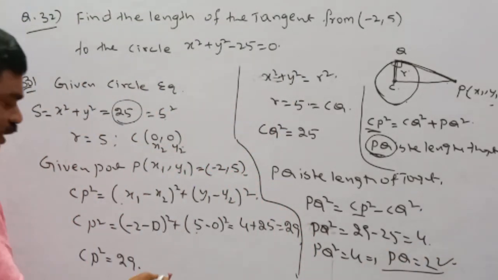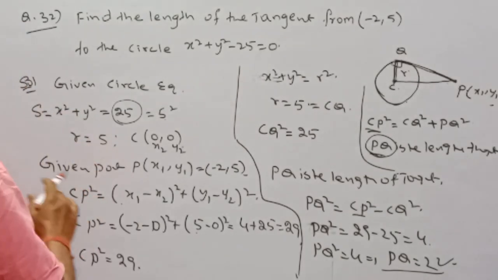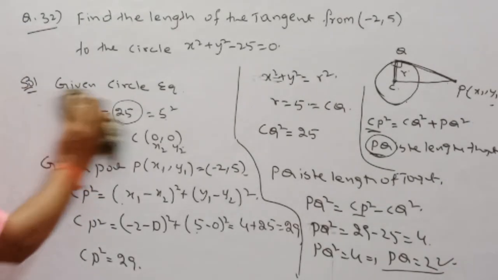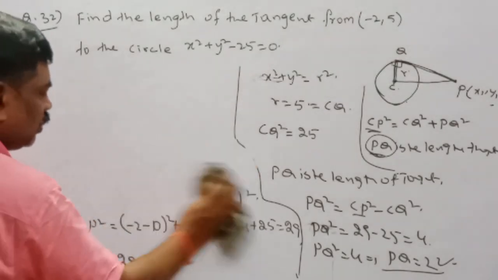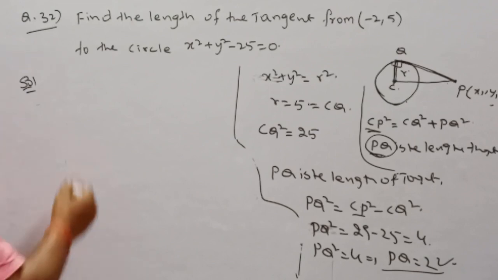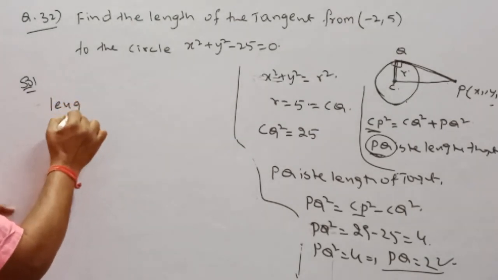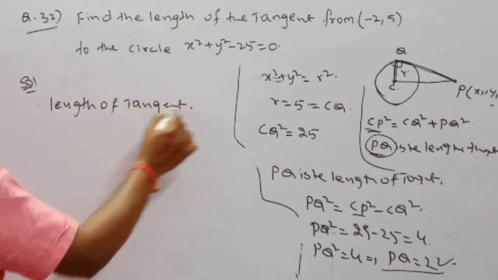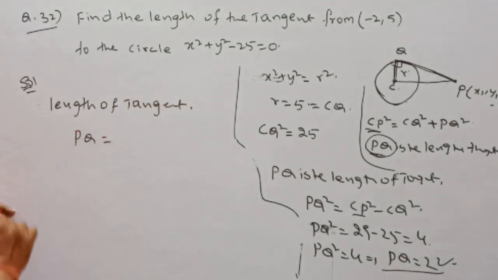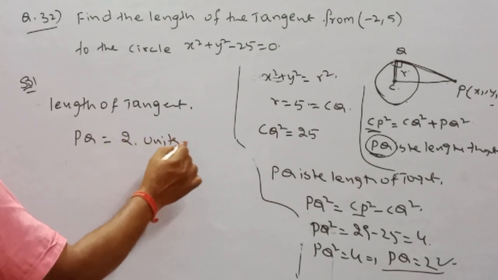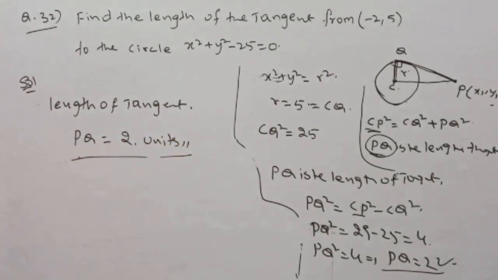Therefore, the length of the tangent PQ is equal to 2 units. Okay, all of you, that's all.